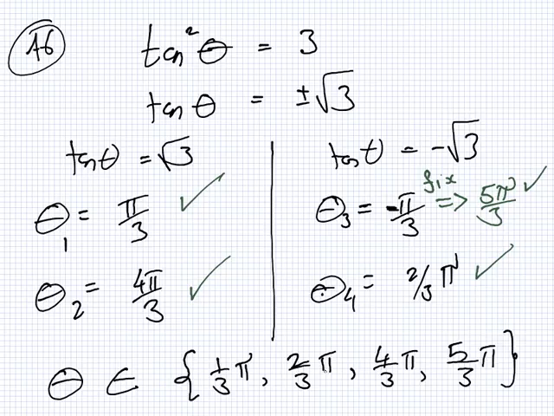Yeah, but I have a question. 2 over 3 pi. No, 4 over 3, it's more than 2 pi. This? 4 over 3, the third answer. No, it's not more than 2 pi, because 2 pi is 6 over 3. Okay.